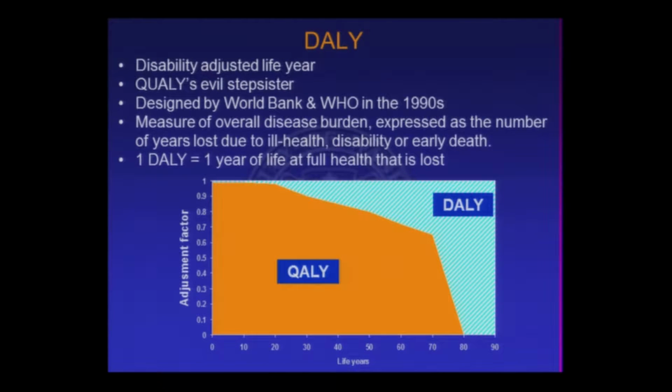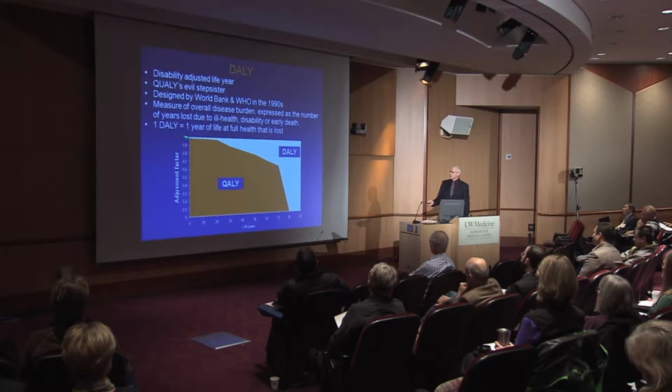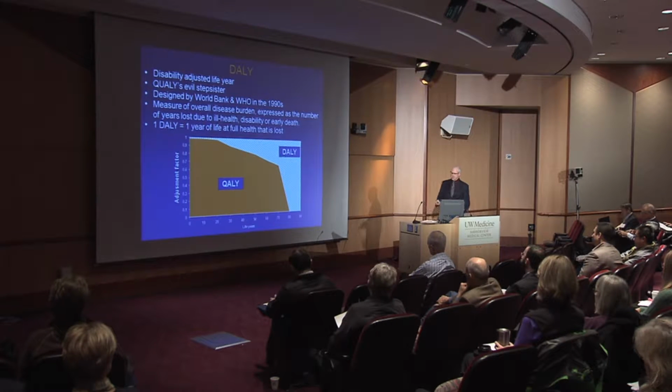And so looking at the DALY, what's the DALY? It's essentially, I call it the QALY's evil stepsister, because in many ways they're opposites and they work inversely, right? So you have your quality-adjusted life years here, your disability-adjusted life years here, and as one starts to dip, as the disease burden starts to increase and the QALY starts to go down, well, then the DALY starts to increase.